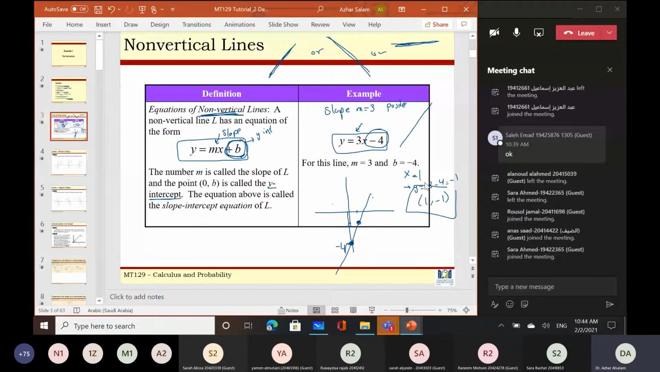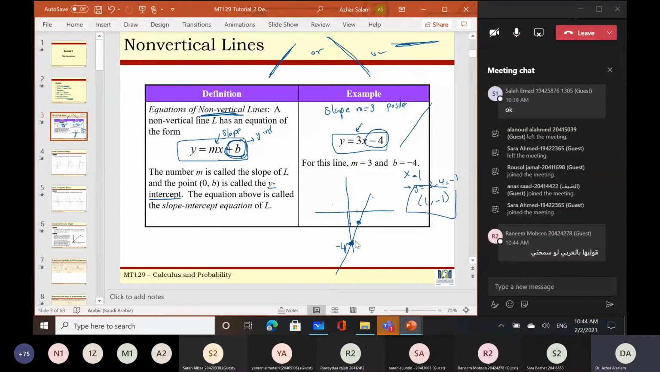I can use any value of x. No, x equals 0 will be the y-intercept. So, for example, I always begin with x equal to 1 or any other value. But the easiest one, أسهل قيمة ممكن تفترضوها هي x تساوي 1.